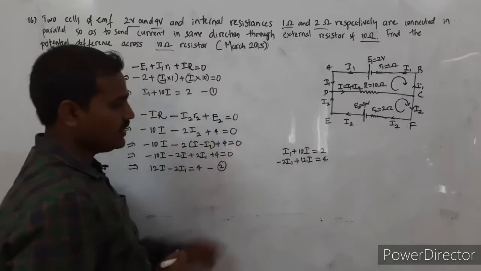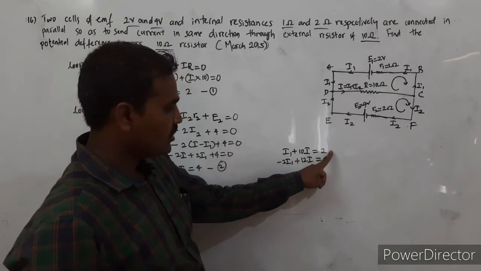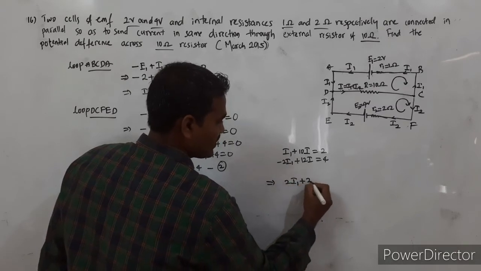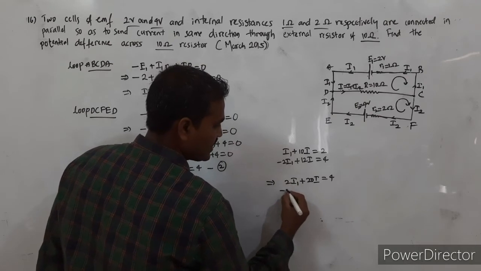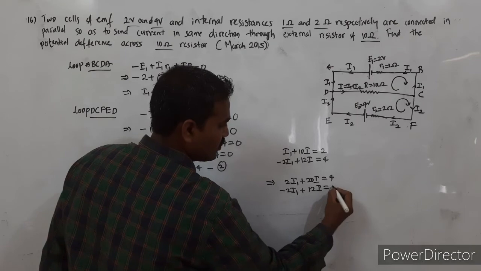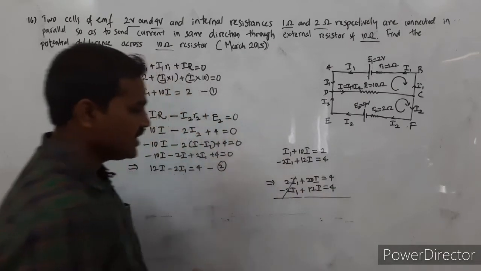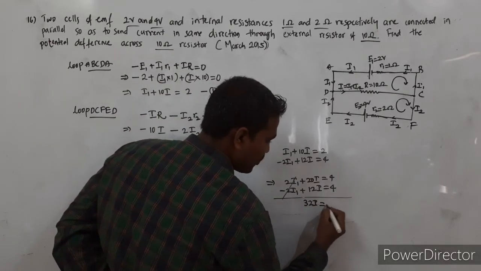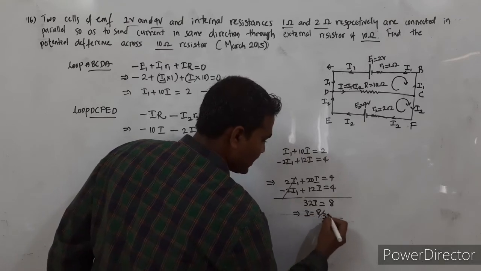Let us make the coefficients the same. Multiply the first equation by 2, so that I get 2I1 plus 20I is equal to 4. The second equation, keep it as it is, minus 2I1 plus 12I is equal to 4. If I add both the equations, the I1 terms get cancelled, so that I will have 32I is equal to 8. This implies I is equal to 8 divided by 32.